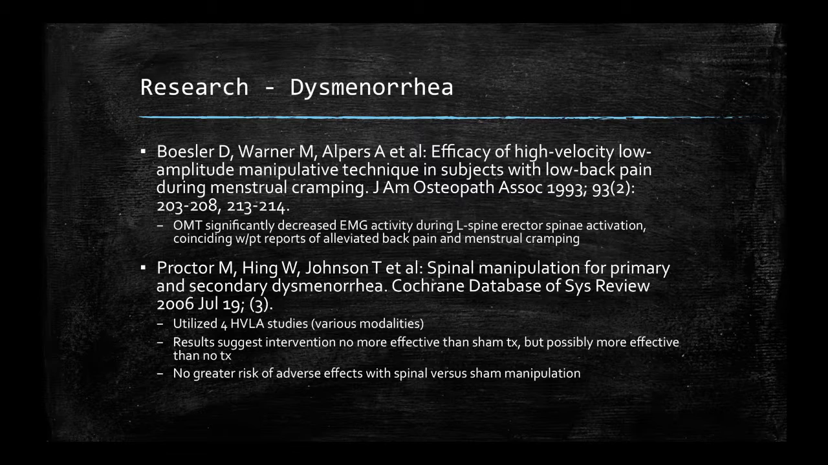And for dysmenorrhea, a 1993 study showed that OMT significantly decreased EMG activity during L-spine erector spinae activation, which actually coincided with patient reports of alleviation in back pain and menstrual cramping symptoms. And a Cochrane review in 2006, utilizing 4 HVLA studies of various modalities, showed that intervention is no more effective than sham treatment. However, the intervention may be more effective than no treatment. And there was no greater risk of adverse events with spinal versus sham manipulation.